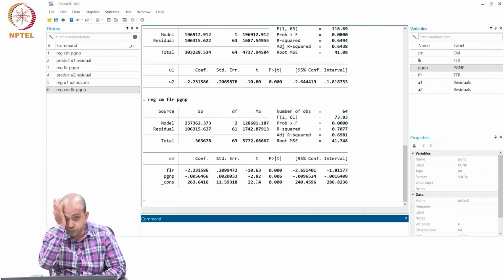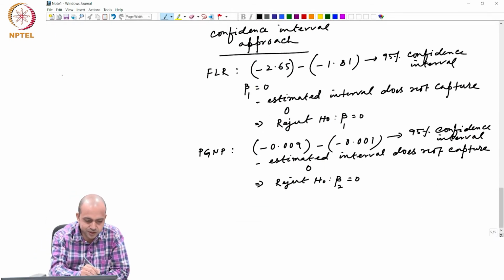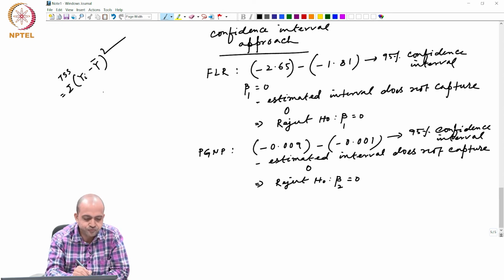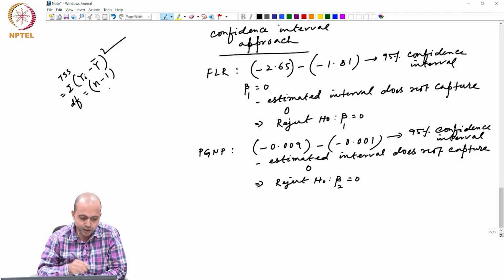What would be the degrees of freedom for TSS? The total number of observations is 64, and we know that TSS, once again I would like to revise, is basically summation yi minus y bar whole square. Since there is only one restriction imposed, the degrees of freedom for TSS should be n minus 1.